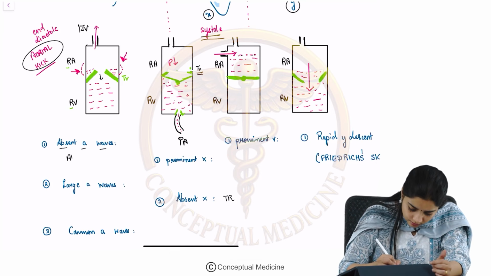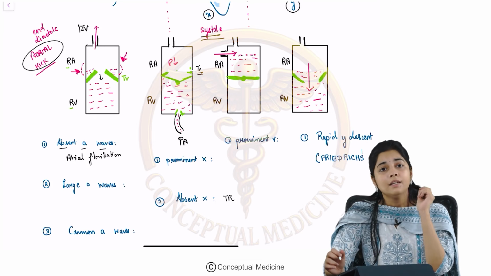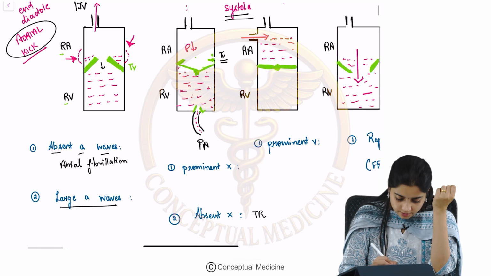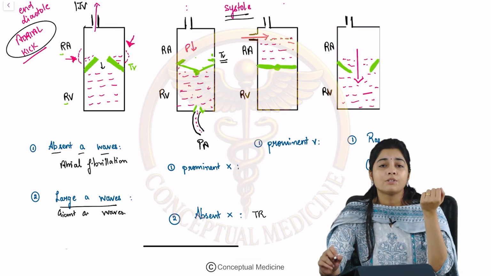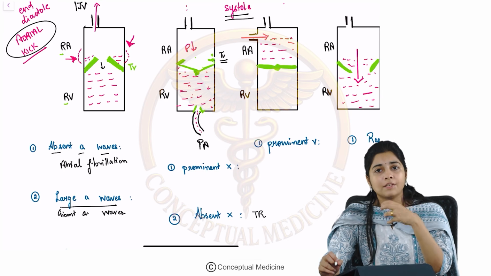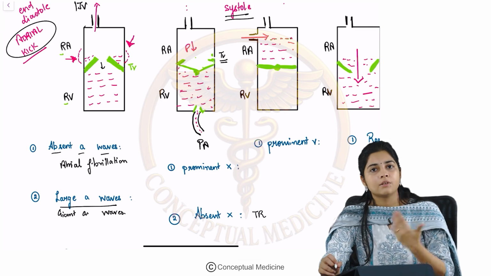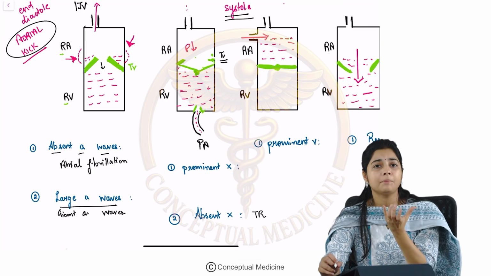So this is seen in atrial fibrillation. Alright, where will you get large A waves or giant A waves? Whenever the atria is contracting against the ventricle and the ventricle is at a high pressure. So the high pressure will in turn cause an increase in the amplitude of the A wave because the atria is contracting against a high pressure ventricle.